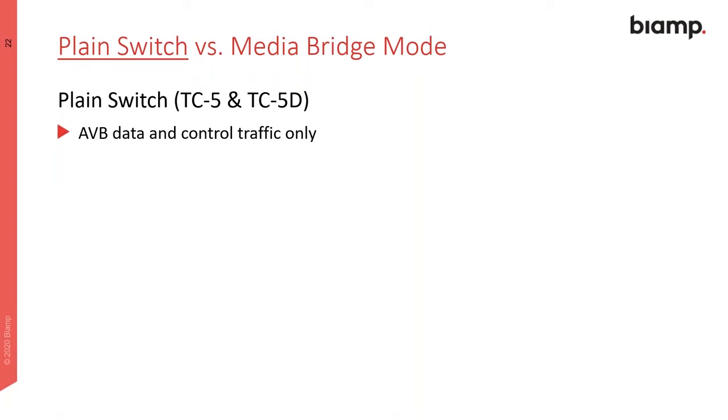You cannot have Dante while you are in the plain switch. It supports single cable and separate control mode. So you can have a converged network, so AVB and control on the same network, or you could have a separated network, which means that the AVB traffic is totally logically or physically separated from the network.